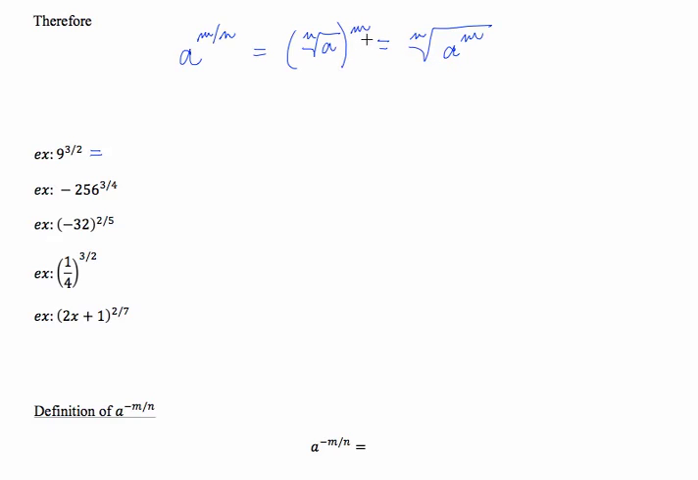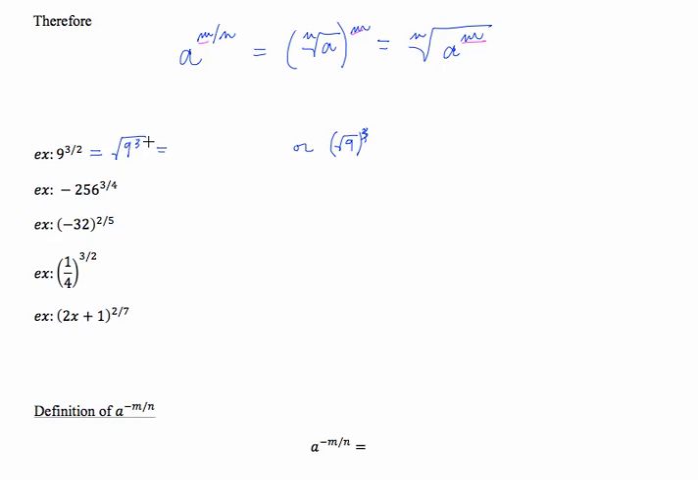One way would be to put the numerator, notice, m is the numerator of that rational exponent. One way is to put that numerator inside the radical, the other is to put it outside the radical. So I could write this as either the square root of 9 cubed, or I could write it as the square root of 9 all cubed. That's a 3.